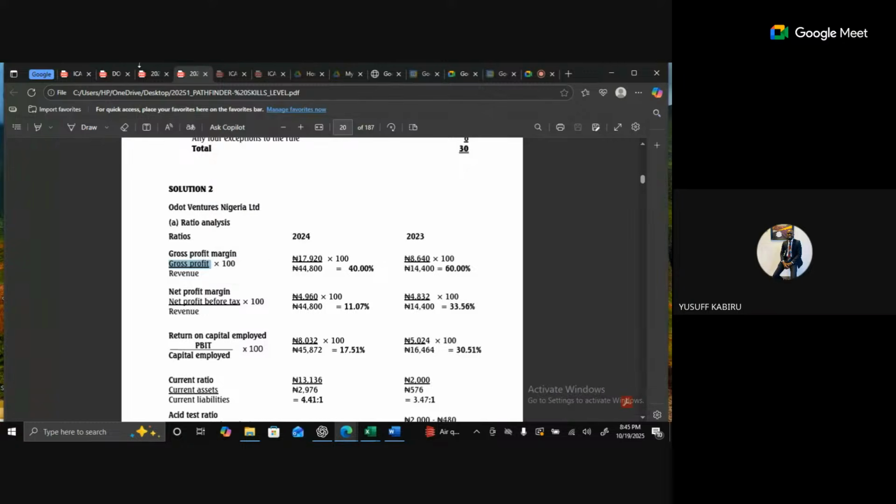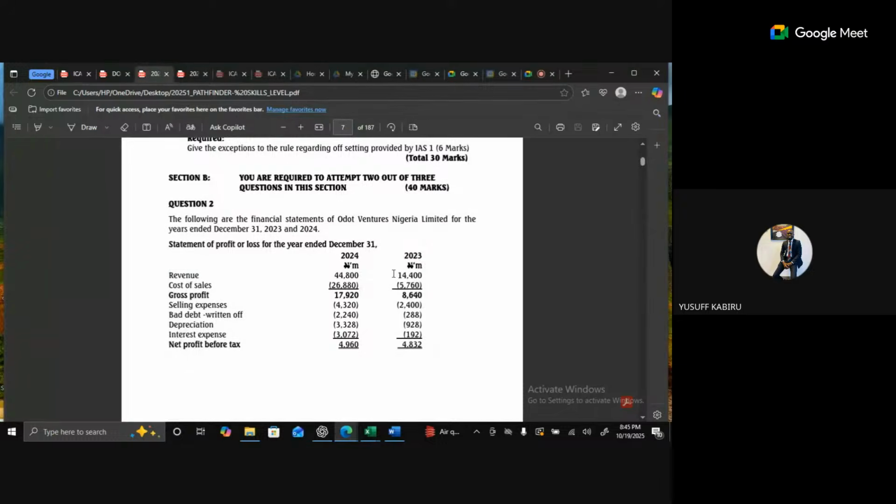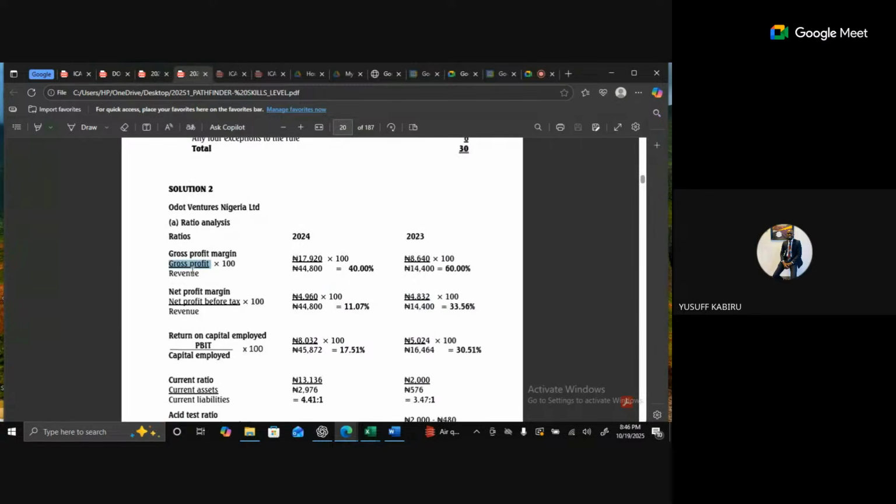Cost of sales. Now, let's look at our question. Was there a change in the revenue and cost of sales? Yes. What happened? Revenue increased from the previous year. That one is understood. Then what's the second one? The cost of sales, which is like the main thing that is just there. Abi? Yes, the gross profit and the revenue.